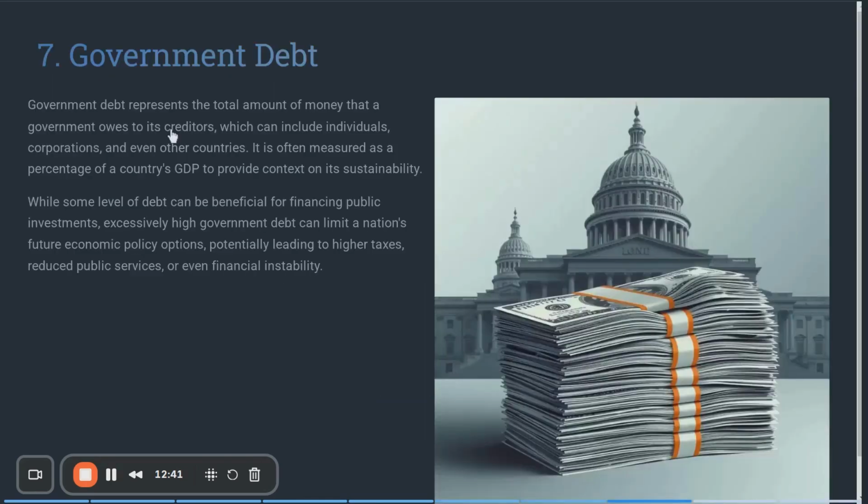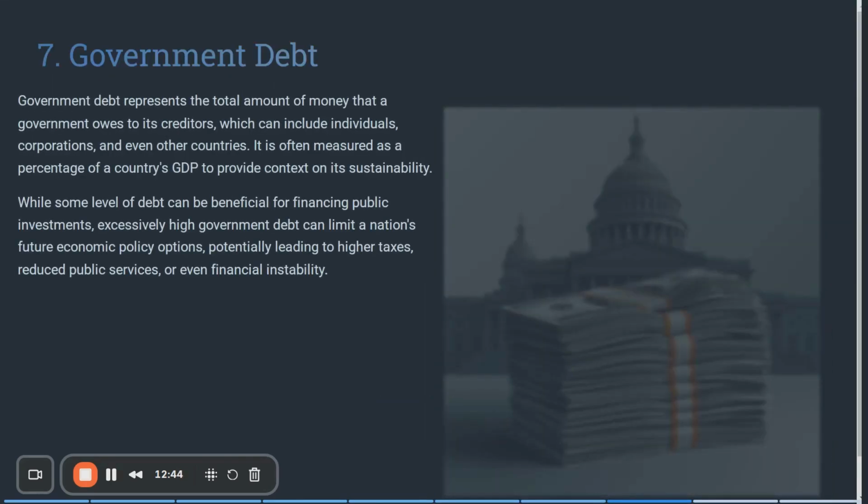While some levels of debt can be beneficial for financing public investment, excessively high government debt can limit a nation's future economic policy options, potentially leading to higher taxes, reduced public services, or even financial instability.